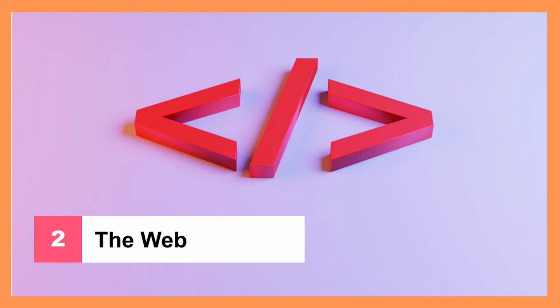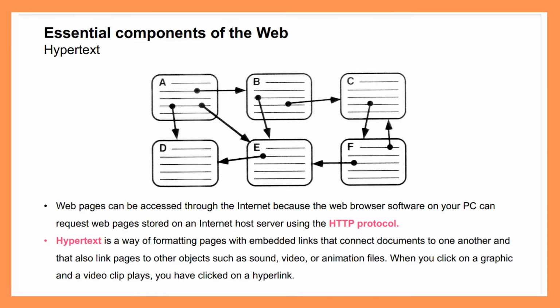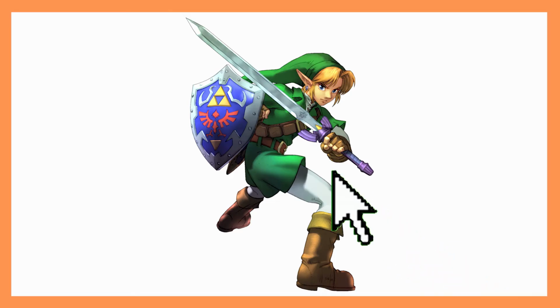First is hypertext. Hypertext is a way of formatting pages with embedded links that connect the documents to one another and also link pages to other objects such as sound, video, or animation files. When you click on a graphic or a video plays, you have clicked on a hyperlink.